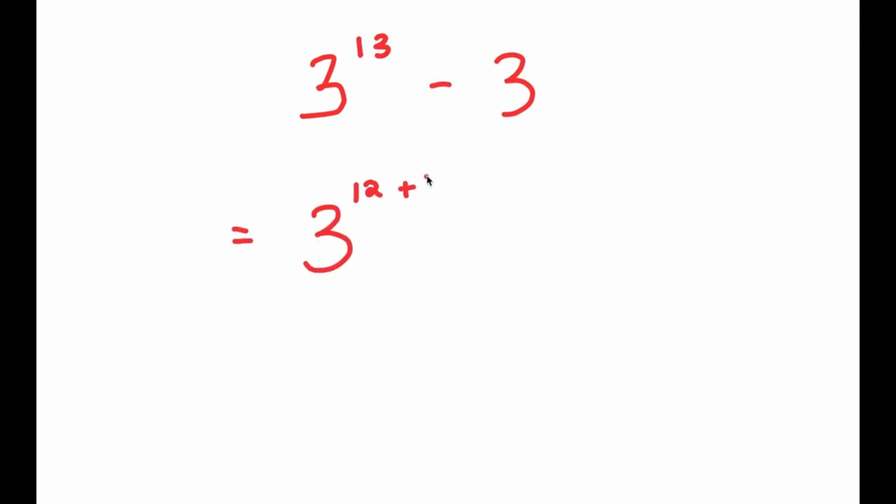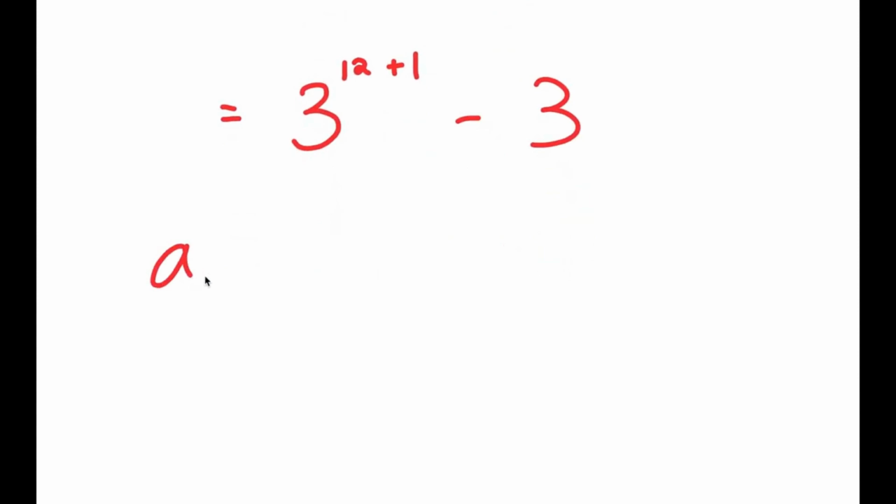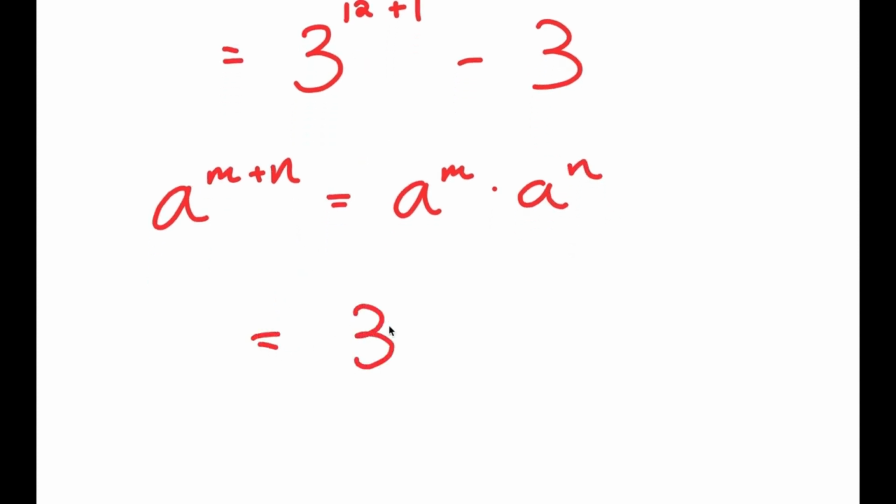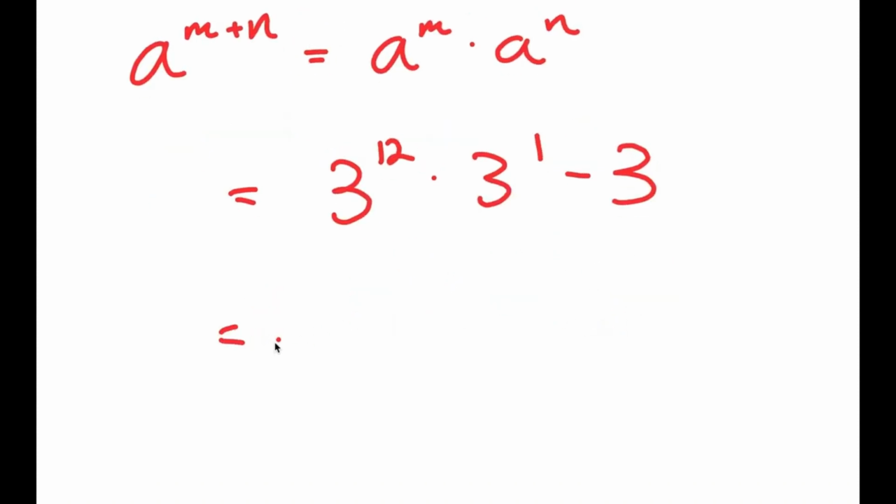Alright, so in this video, I'm going to solve the problem 3 to the power of 13 minus 3. So to solve this, I'm going to first start by rewriting this as 3 to the power of 12 plus 1 minus 3. Now if I have something in the form a to the power of m plus n, this is equal to a to the power of m times a to the power of n. So I get 3 to the power of 12 times 3 to the power of 1 minus 3. And from here, I can factor out 3. So I get 3 times 3 to the power of 12 minus 1.